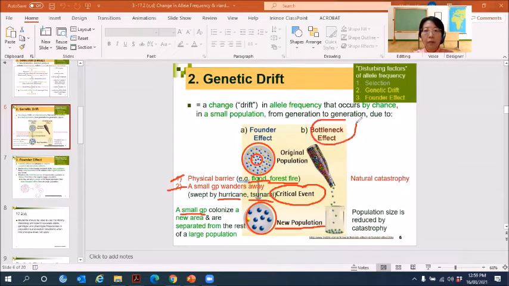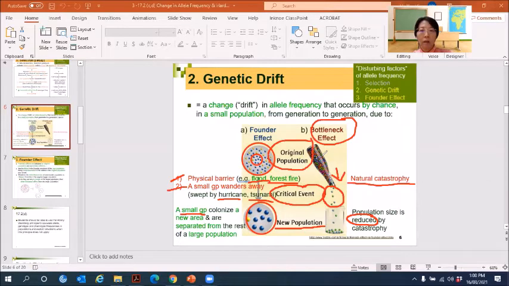The bottleneck effect is slightly different, even though the outcome is the same. In the bottleneck effect, a lot of the original population die because of a natural catastrophe. Bottleneck is like a traffic jam. When you pass through a traffic jam, you have a lot of difficulty, so only a minority survive. Whatever population is left is very small, so the size is reduced. This small number will not be exactly the same as the original parental population in terms of the variation in phenotype. So it's a different one.